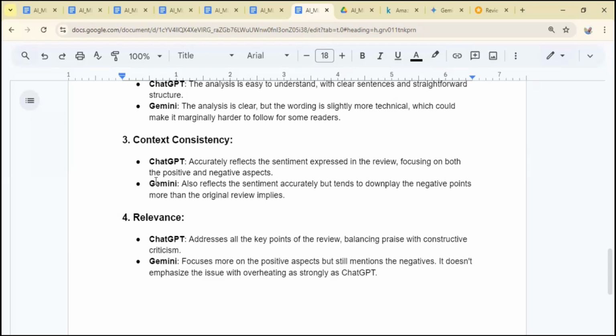For Gemini, it also reflects the sentiment accurately, but tends to downplay the negative points more than the original review implies. So in terms of relevance, ChatGPT addresses all key points of the review, balancing praise with constructive criticism. For Gemini, it focuses more on the positive aspect, but still mentions the negative. It doesn't emphasize the issue with overheating as strongly as ChatGPT.